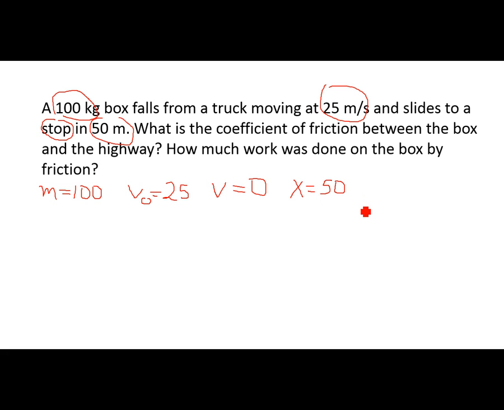We are looking for the coefficient of friction. That's our little Greek symbol mu. Now, if we were to solve this problem using the work energy theorem, this is a horizontal problem where the box is initially sliding with 25 meter per second speed and slides to a stop, so along a level surface, right? So let's think about applying work equals change in kinetic energy.